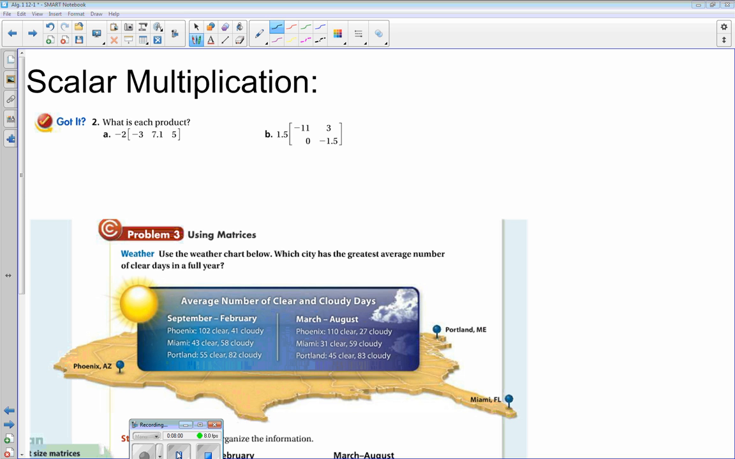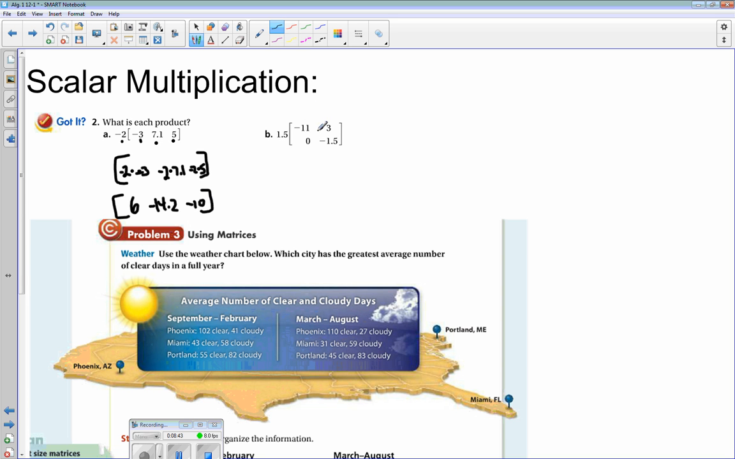All right, let's look at that scalar multiplication we did earlier. Easy peasy. All we got to do is take each element and multiply it by the scalar. So the resulting matrix will be negative 2 times negative 3, negative 2 times 7.1, and negative 2 times 5. So when you do the math on that, that is 6, negative 14.2, and negative 10.